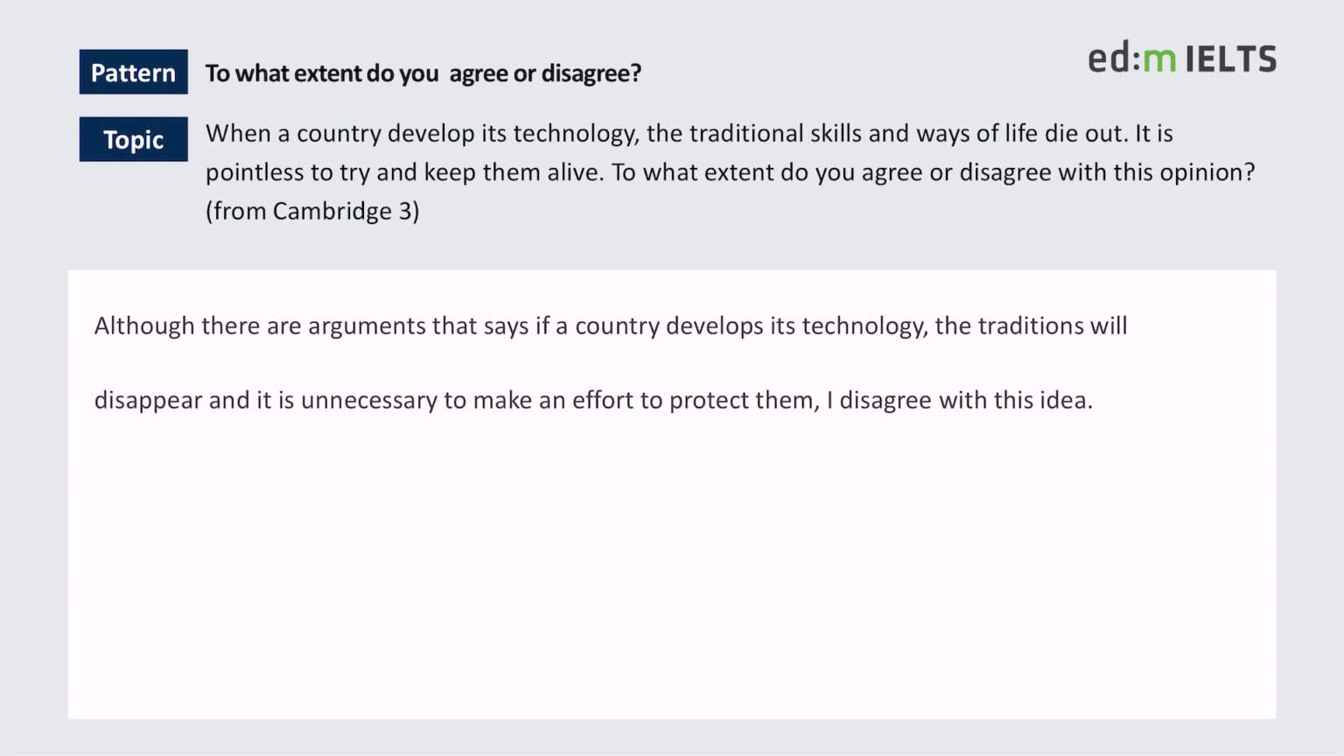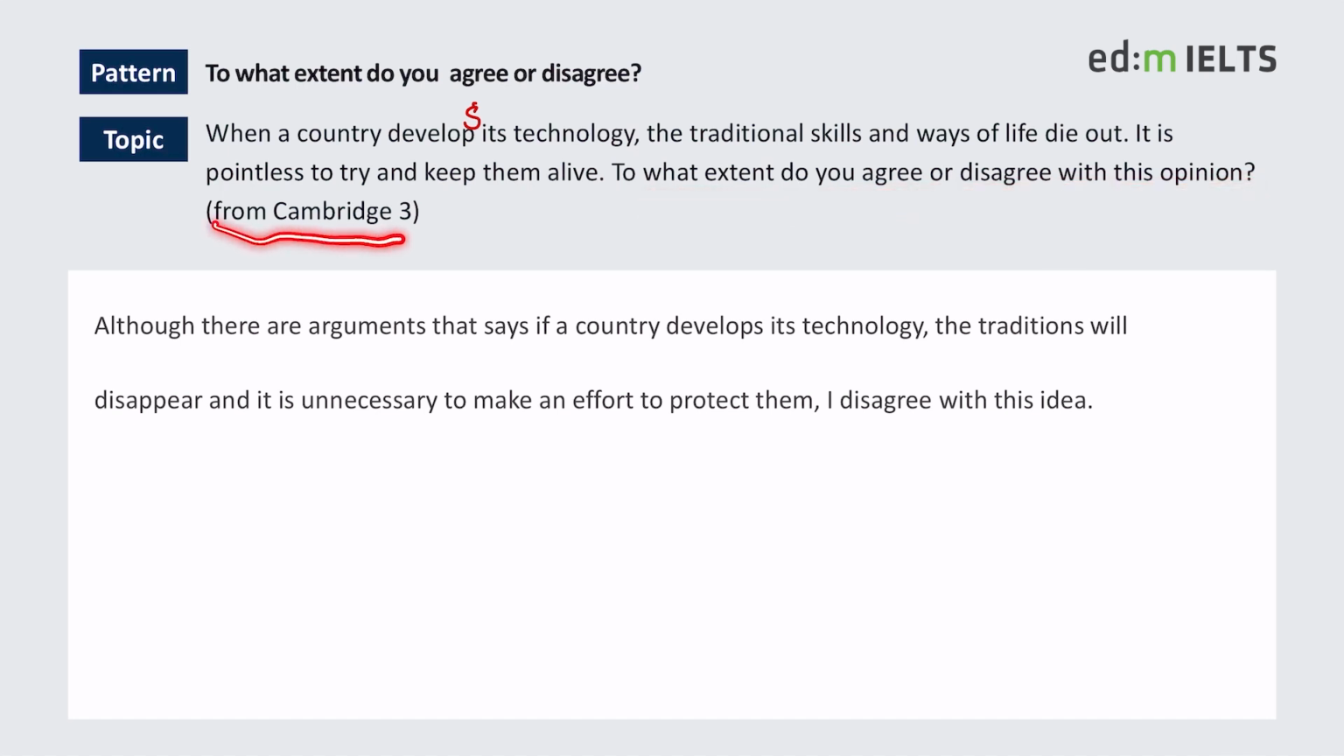So let's take a look at the question first of all. When a country develops its technology, the traditional skills and ways of life die out. It is pointless to try and keep them alive. But don't blame me, I do not make these questions. So I think what this means is many people argue that it's pointless to try and keep them alive. To what extent do you agree or disagree with this opinion?